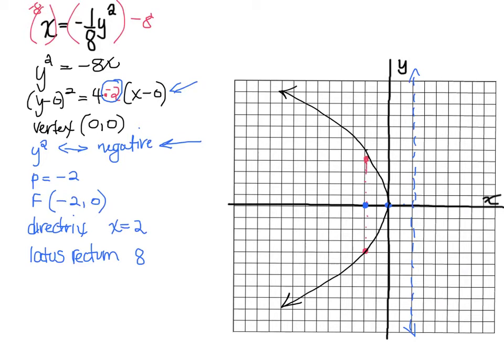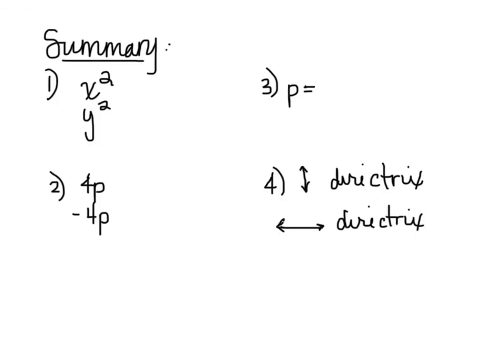So this distance from here to here is 8 units. That's how I get my other 2 points. Okay, so real quick, let's just get a summary. If this is an x squared quadratic, it's going to open up or down. If it's a y squared, it's going to open left or right.